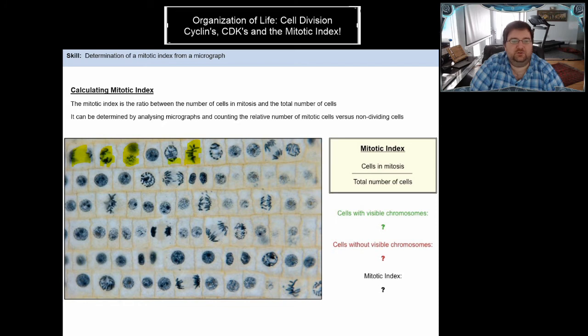And then let's quickly try to identify other cells. It looks like it's in prophase, prophase again. Here's an anaphase, another prophase, prophase, telophase, anaphase.